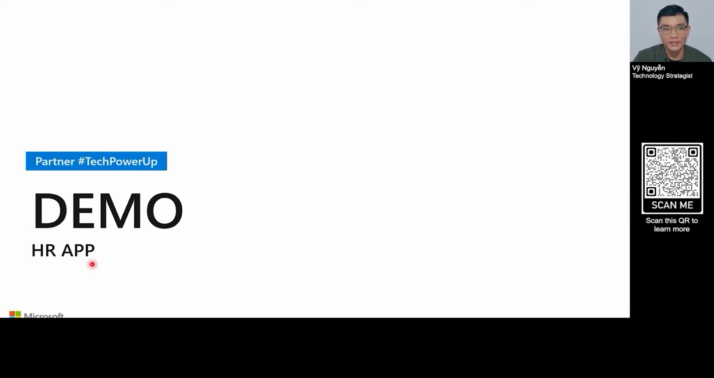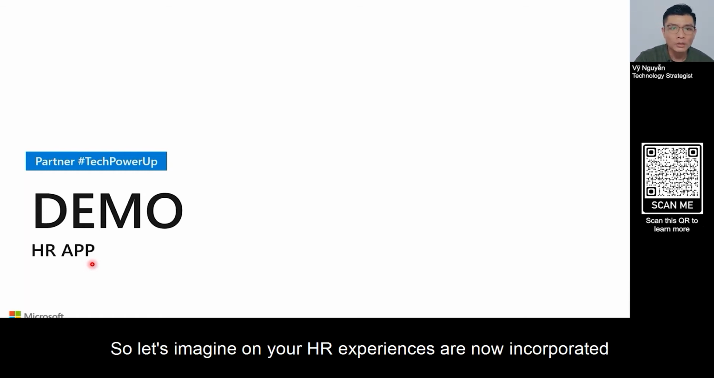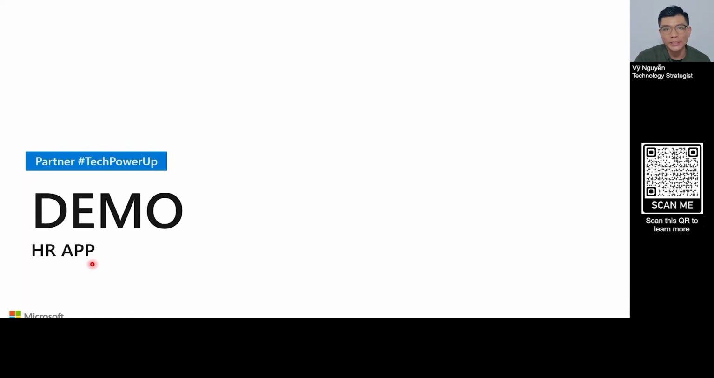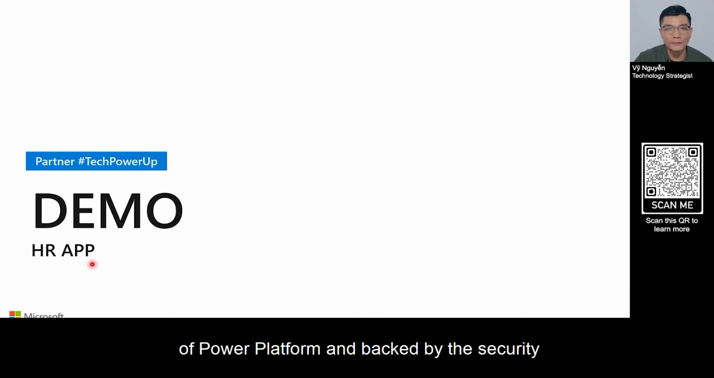So coincident, right? Human resource includes recruitment, selection, training, evaluation, remuneration, administration, employee relations, benefits, etc., and many steps in those processes include the presence of an employee who at the same time is using Microsoft Teams. So let's imagine all the HR experiences are now incorporated into Teams, powered by the ease and the efficiency of Power Platform and backed by the security and governance capabilities of Microsoft 365.